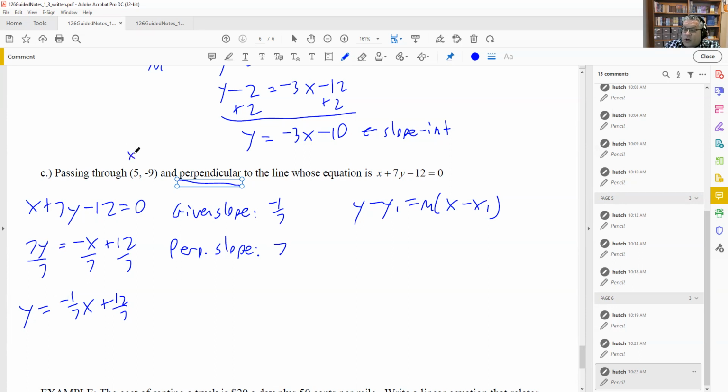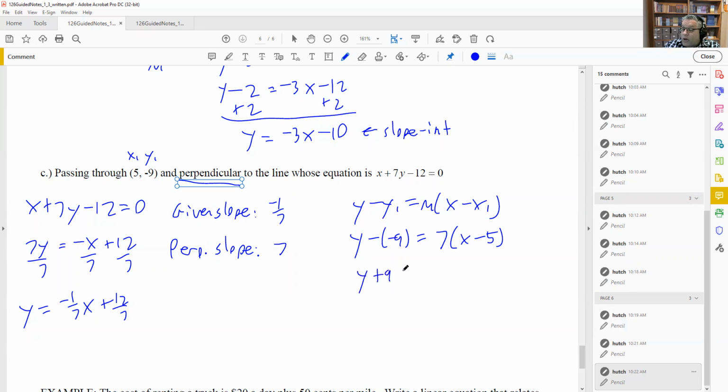Okay, so here's x1, y1 is that right there. So I'm going to do y minus negative 9 is going to equal m, which is going to be 7, times x minus 5. By the way, if this problem would have said the word parallel instead of perpendicular, then I would have been using negative 1/7 as my given slope. All right, so because it says perpendicular, that's why we're doing opposite reciprocal. It's only if it says parallel that you're going to use exactly the same slope. So that's the reason why I had to do the opposite reciprocal here.